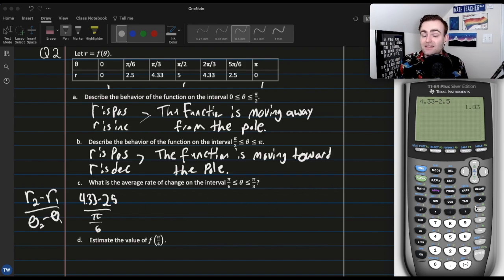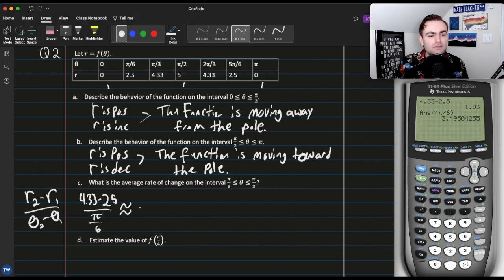Then we're going to divide this by pi over 6. And we get about 3.495. So the rate of change between those two values, between those 2 points, is about 3.495.